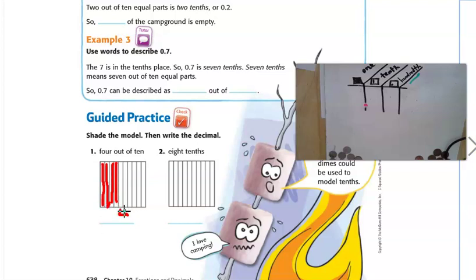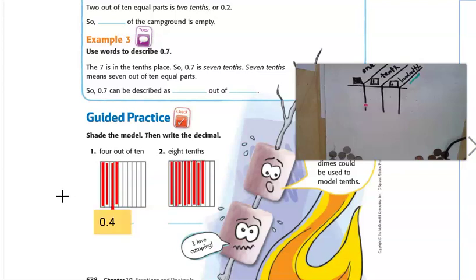And if I were to write that, I know I need 4. The question is, what do I need before it? Since it's not in the hundredths place value, it's not going to need a 0 for the hundredths place, but it is going to need 0 for the ones place. So 0.4 would be the way that would be written. Now if I'm doing 8 tenths, I'm going to do the same thing, except instead of only shading in 4, I'm going to shade in 8.